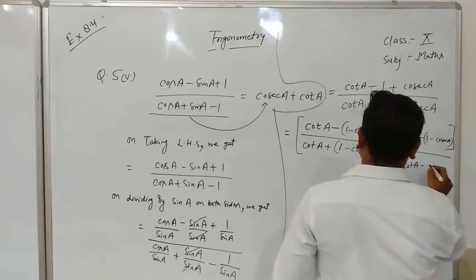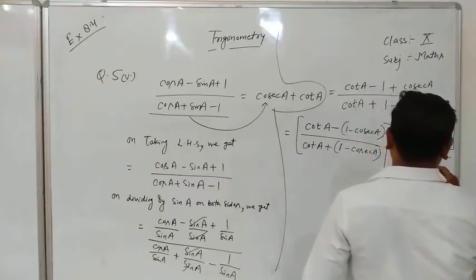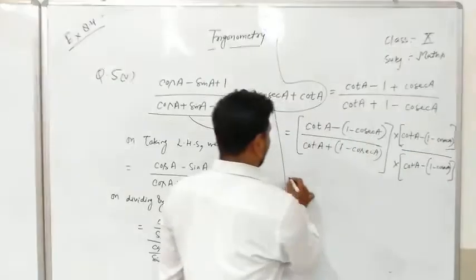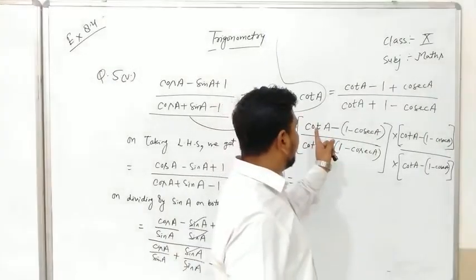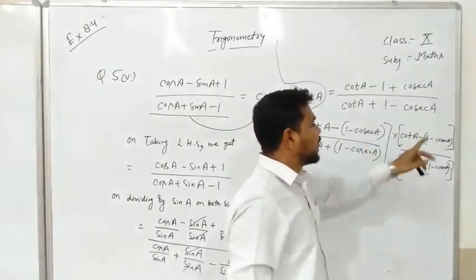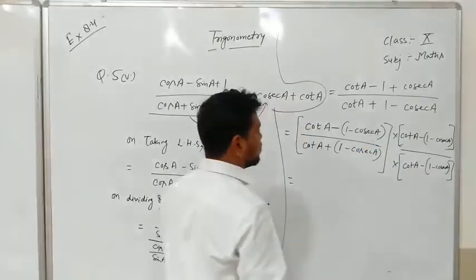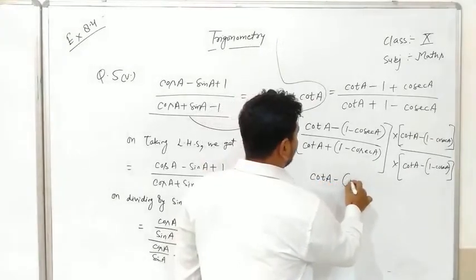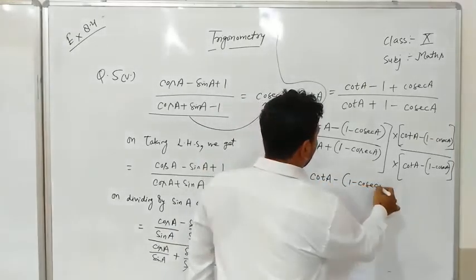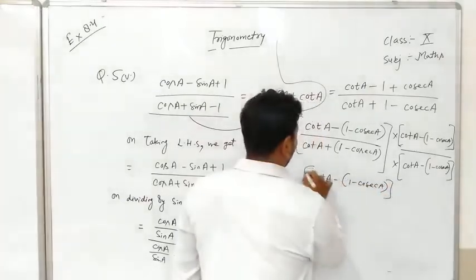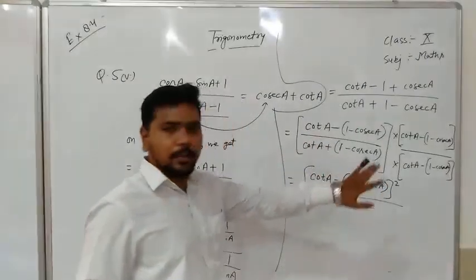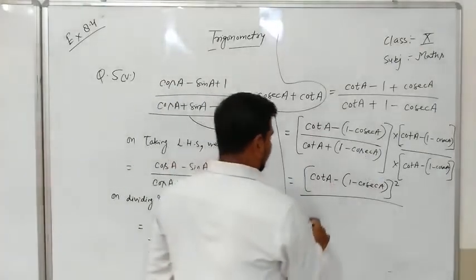Cot A minus 1 minus cosec A. Now here it is cot A minus B and A minus B. That is A minus B into A minus B, that is A minus B whole square. Cot A minus 1 minus cosec A whole square, and that is A plus B into A minus B, that is A square minus B square.